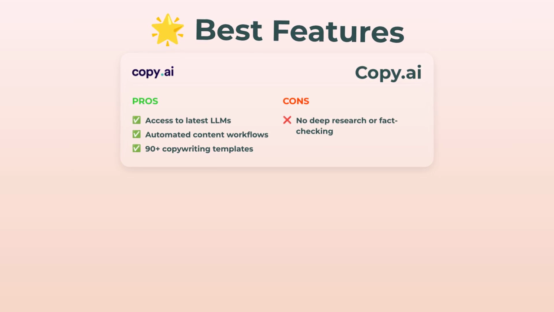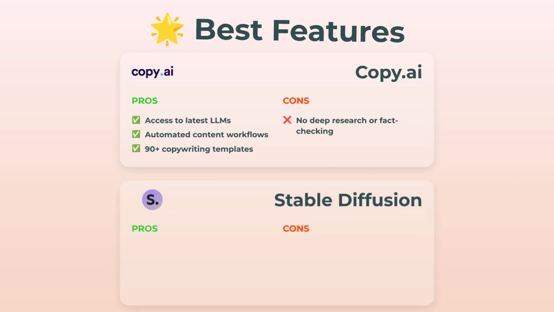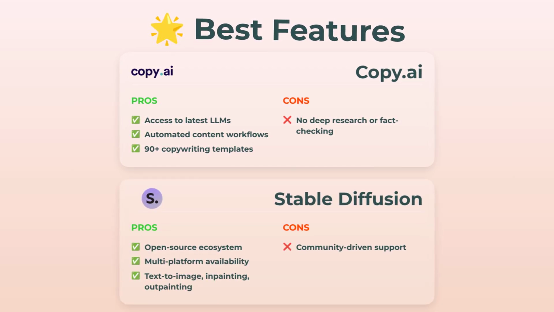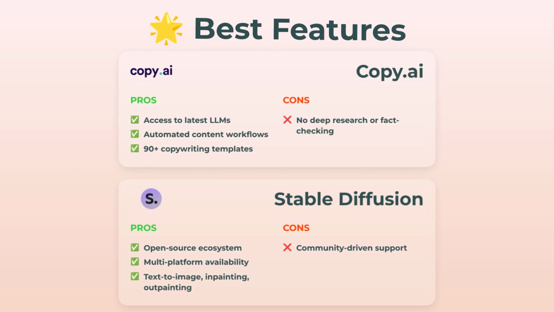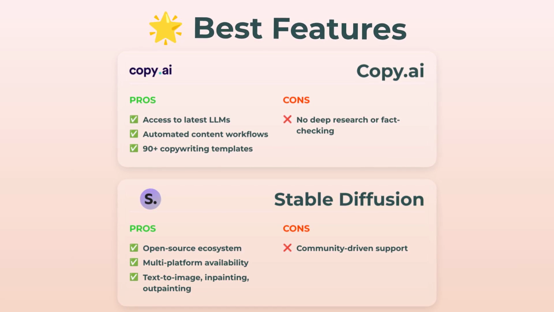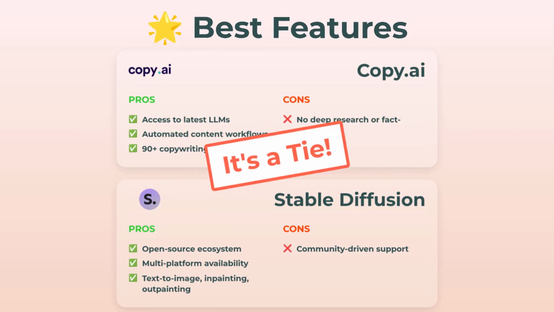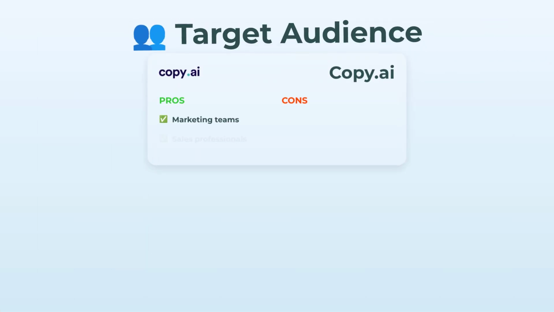Stable Diffusion calls out to open source fans. So many platforms, community-driven ecosystem, cool features like text-to-image, in-painting, out-painting, you name it. Support is kinda DIY, but you get a ton of options. For features, honestly, it's a dead tie. Both have major strengths.